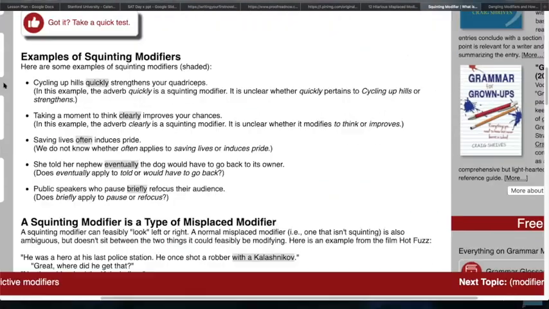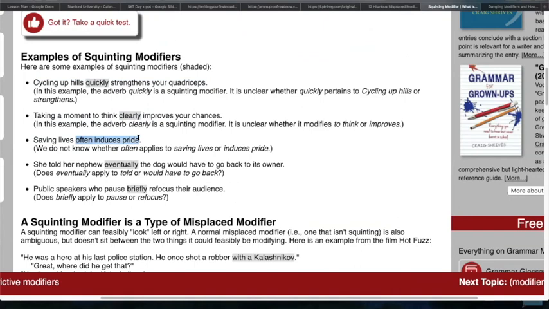Here we have, cycling up hills quickly strengthens your quadriceps. We don't know if you're cycling up quickly or if you're quickly strengthening your quadriceps. It could be either. Taking a moment to think clearly, or taking a moment to think clearly improves your chances. Again, we don't know what is correct. Saving lives often includes pride, or saving lives often includes pride.